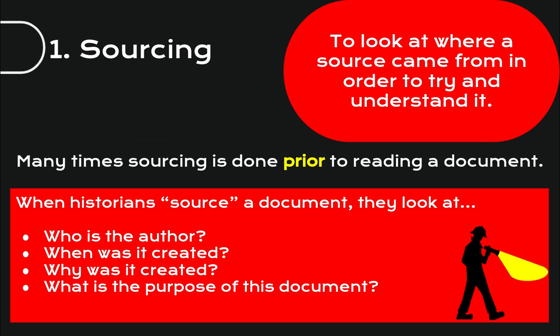Historians, when they source a document, look at who the author is, when it was created, why it was created, and what the purpose of the document is. It gives you a sense of what the document is before you read it. It's kind of like looking at the cover of a book before you actually read the book.